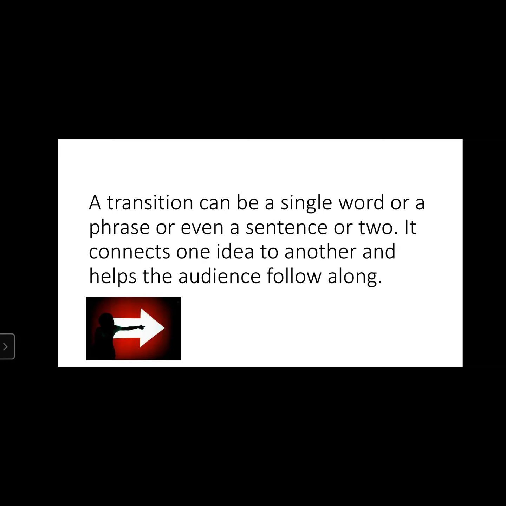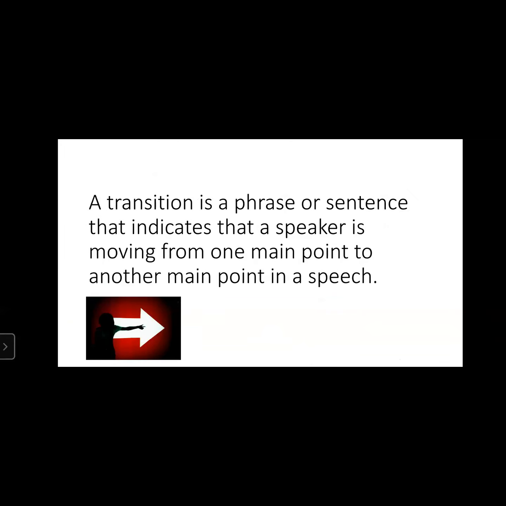So what are the words and phrases that you have to use as a speaker when you transition? That's what we're going to be looking at shortly. All right. A transition is a phrase or sentence. Again, it's a word, a set of words, a phrase, a sentence. The idea is to help connect the dots, link your opening to your body to your close, and connect your body together, making sure the audience knows when you're moving from one point to another. A transition is a phrase or sentence that indicates that a speaker is moving from one main point to another main point in a speech. All right, so it's about movement.